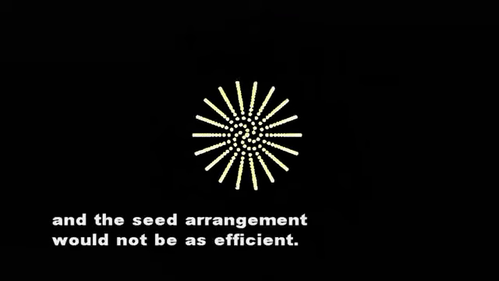If the sunflower grew not at the golden angle, but at a different angle, for example 140 degrees, we would see radial arms instead, and the seed arrangement would not be as efficient.